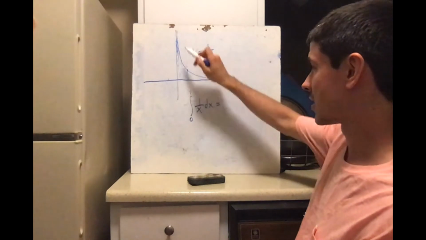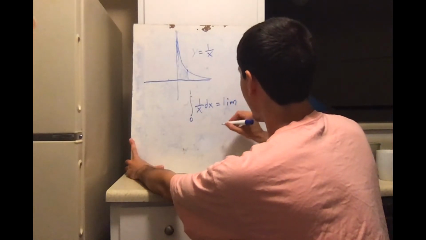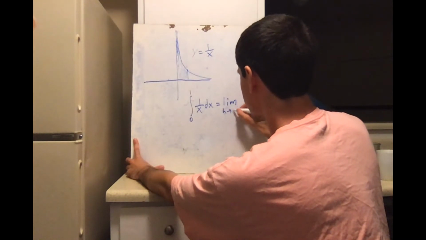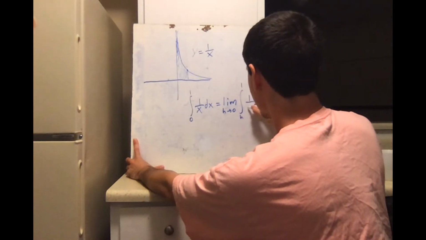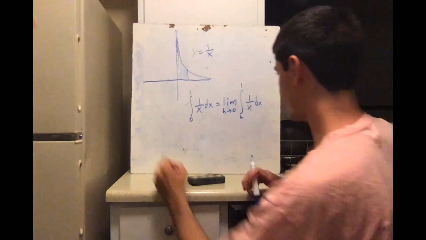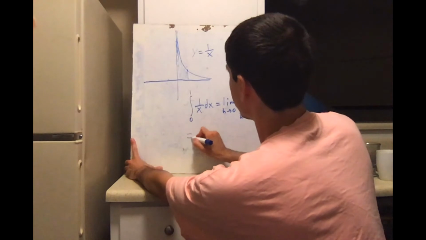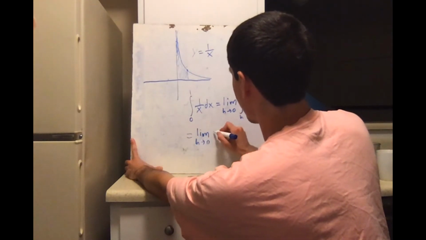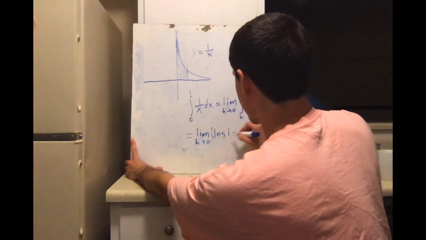1 over x is going to 0, let's slow down a little bit, and instead of just calling it the integral, let's say limit as h approaches 0 of the integral from h up to 1 of 1 over x dx. And so then this is going to be the limit as h approaches 0 of log of 1 minus log of h.